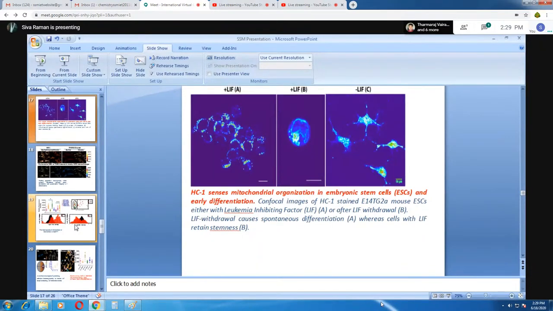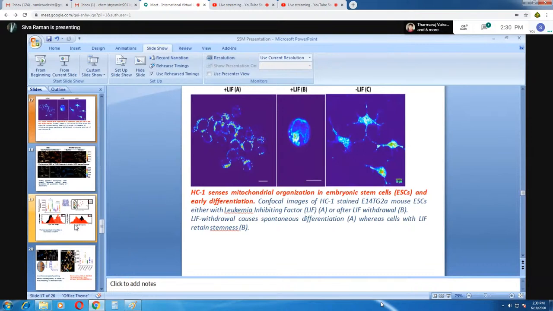LIF, which I put now, is leukemia inhibitory factor. If we put LIF, the stem cells will remain as such. If we withdraw the LIF, they will grow into normal cell lines. So our molecule, HC1, can be used to image mitochondria in embryonic stem cells.